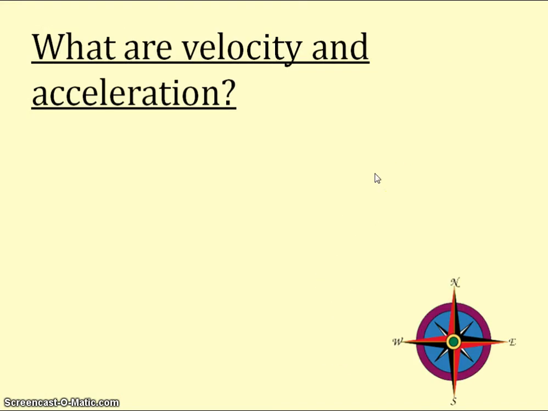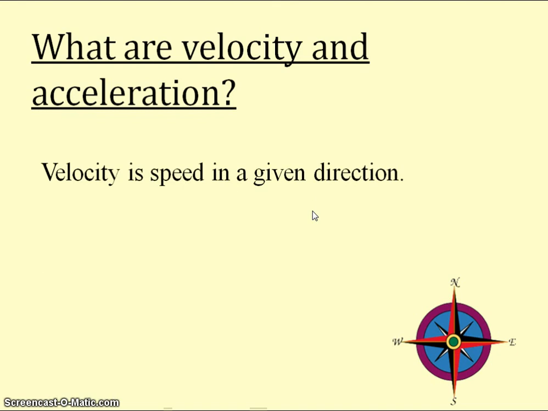Sometimes you'll hear the word velocity used, and often it's used interchangeably with speed, and this is usually incorrectly done. Velocity has a specific definition in science, and that is speed in a given direction. For instance, 15 kilometers per hour north would be your speed with a direction north.